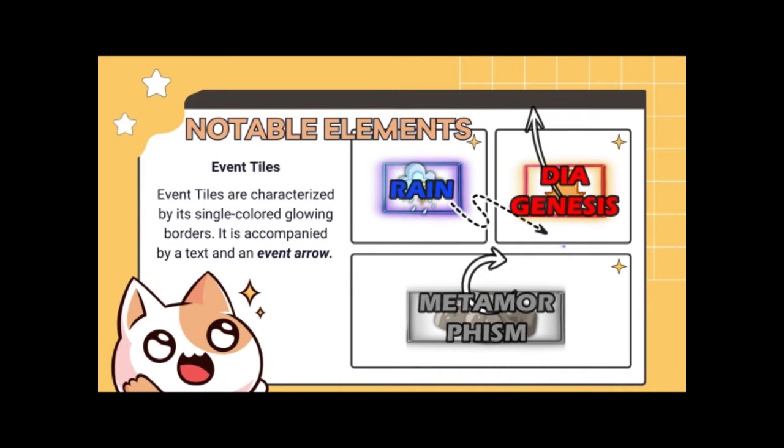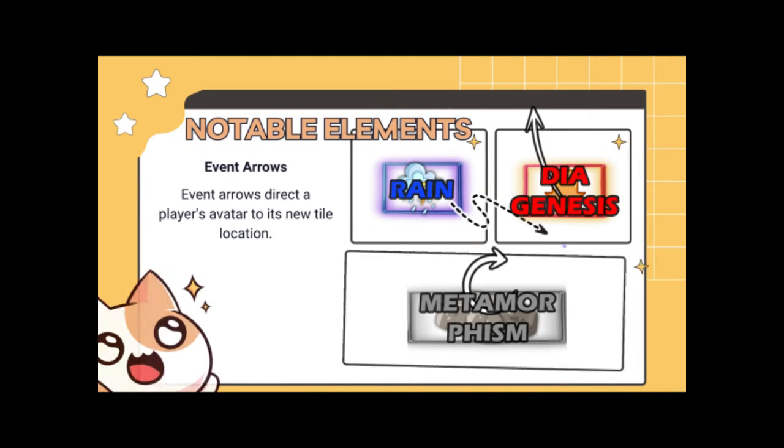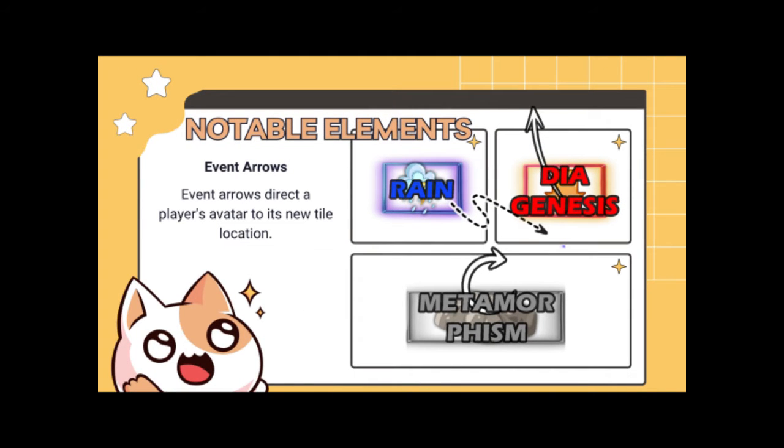Notable elements. First, the event tiles. Event tiles are characterized by its single-colored glowing borders. It is accompanied by a text and an event arrow. Next, event arrows. Event arrows direct a player's avatar to its new tile location.